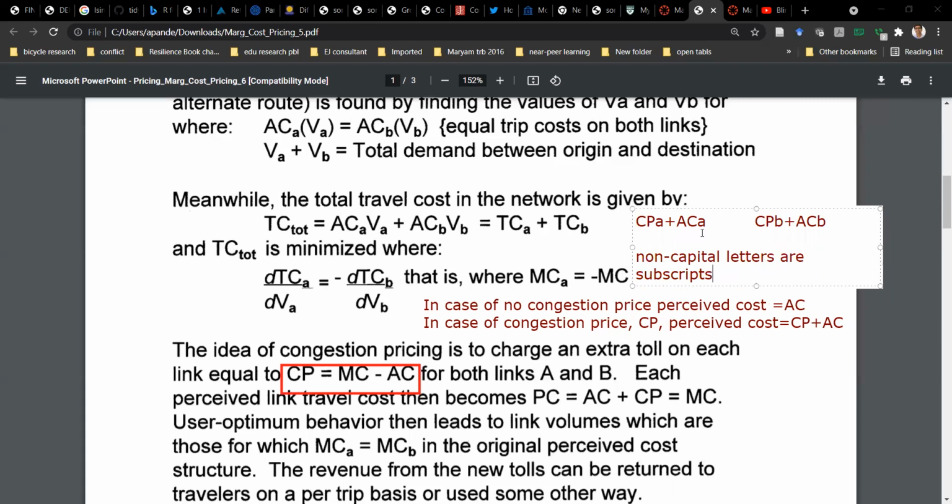What has to happen to these perceived costs for equilibrium to be established? I already see a response, which is good. They equal. Yeah, that's it. Bingo. So what has to happen is that these have to be equal.